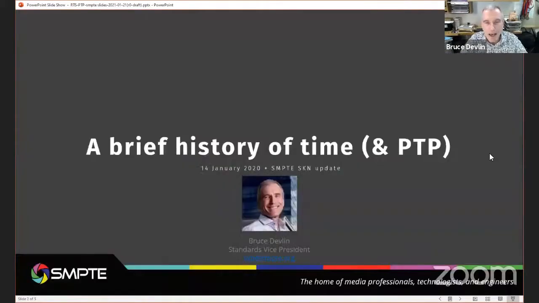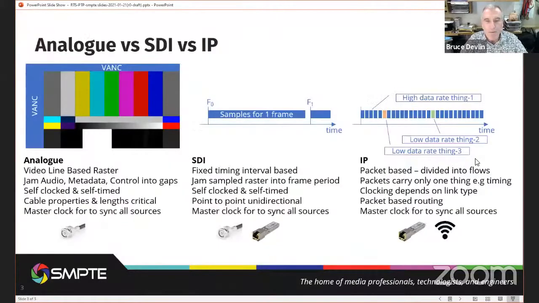So, a brief history of time with our new funky SMPTE logo. I'm a great believer in understanding why things are the way they are and what it is that we tried to carry with us into the modern era from the previous era, because that helps you really form some of the rules about how we have to use modern systems in the context of backwards compatibility.